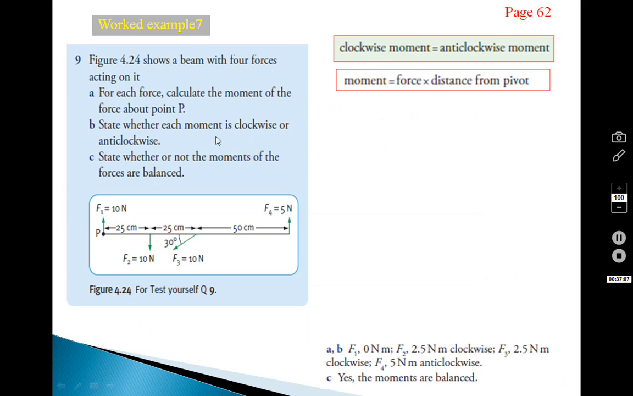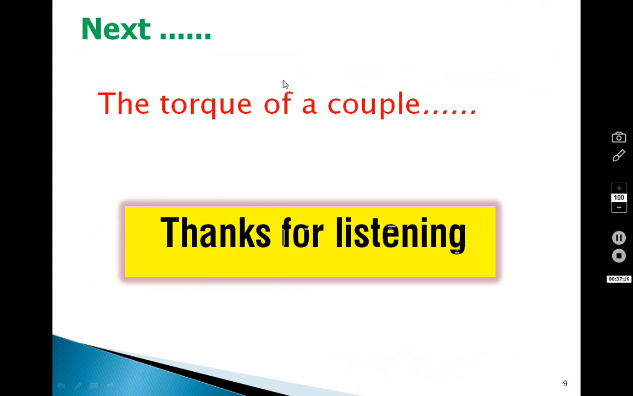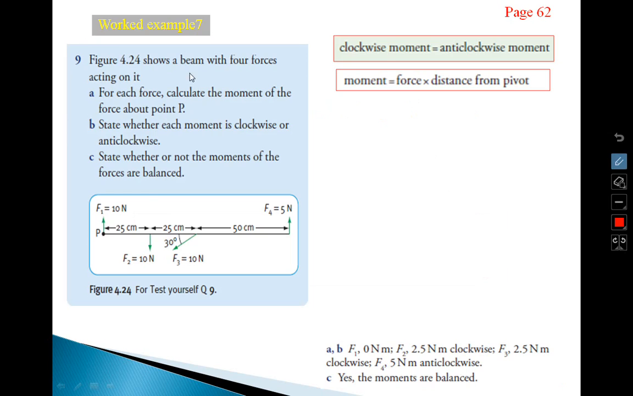We will finish it. In this example, we have different forces, as we can see in this figure 24, showing a beam with 4 forces. We have a beam here. This beam starts from here. We have 4 forces acting on it. For each force, calculate the moment of the force about point B. Moment is equal to what? Force times distance. B states whether each moment is clockwise or anti-clockwise. C states whether or not the moments of the forces are balanced.